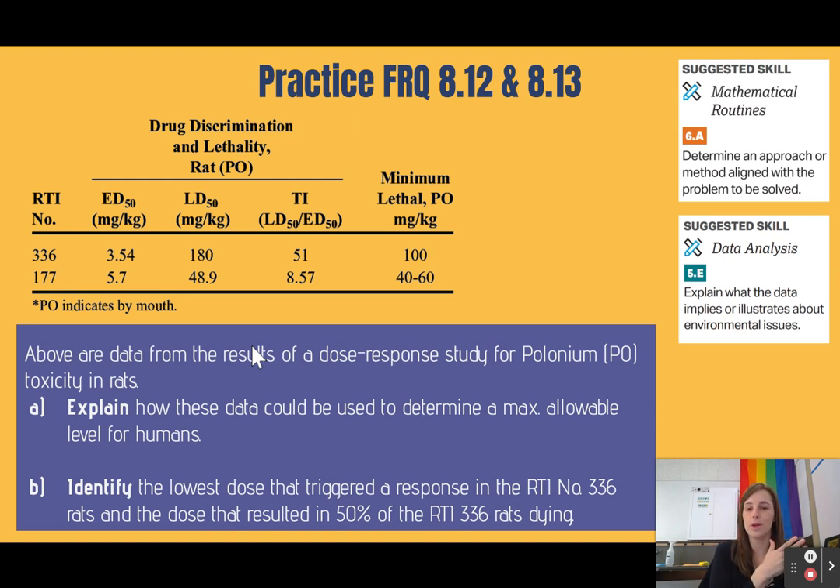Anyways, I want you to look at this data, and I want you to explain how this data could be used to determine a maximum allowable level for humans. And then I want you to identify the lowest dose that triggered a response in the RTI number 336 rats, and the dose that resulted in 50% of the RTI 336 rats dying. So you're going to have to do a little bit of extrapolating from this data to answer these. And that's your practice FRQ for 8.12 and 8.13. And those are also your notes on 8.12 and 8.13.